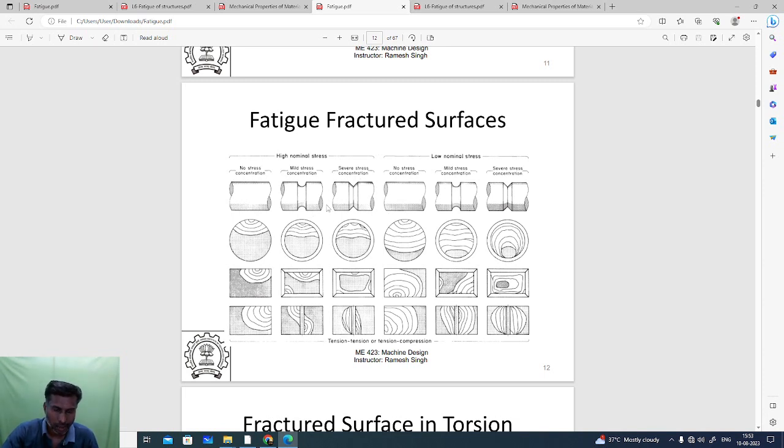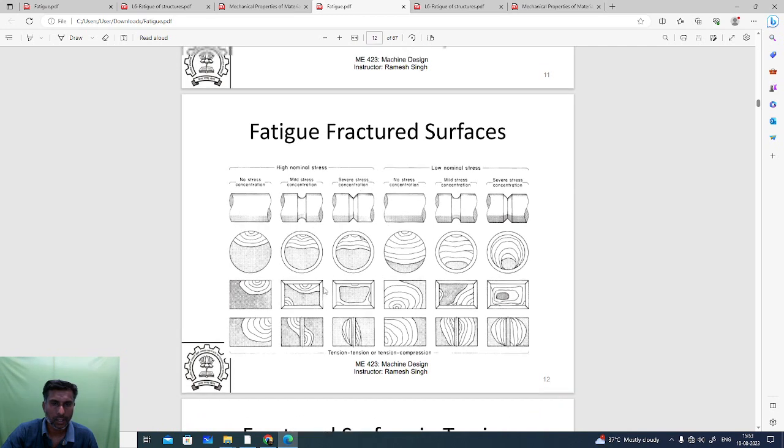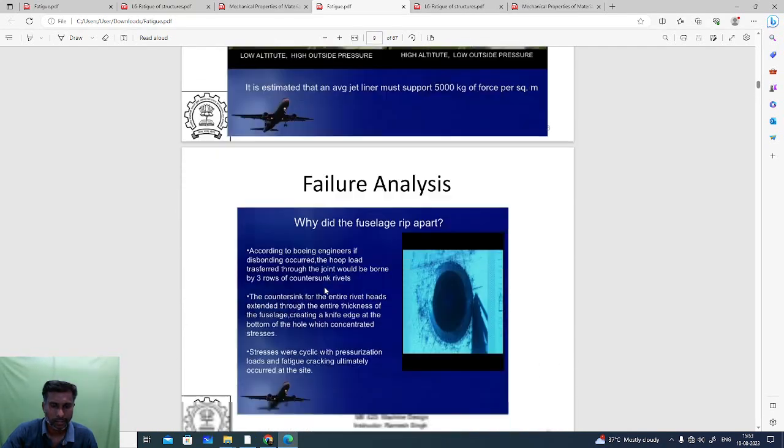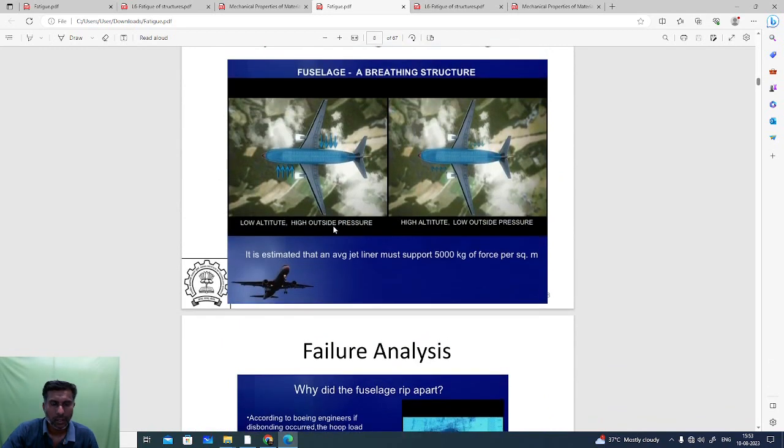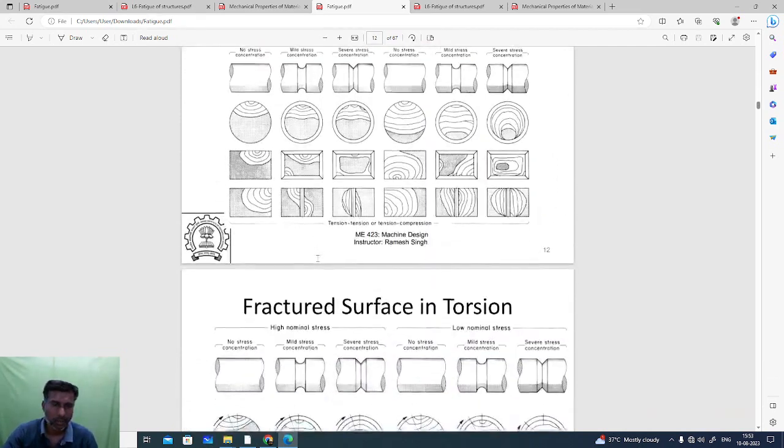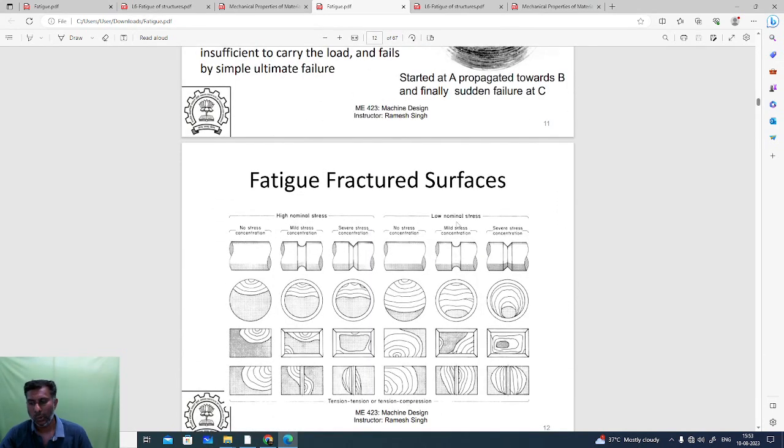This is the high nominal stress. Here I mentioned that high outside pressure gives a low order; that is one example of this. Next, low nominal stress. It is the same thing; only the structures at the beach mark differ or vary.